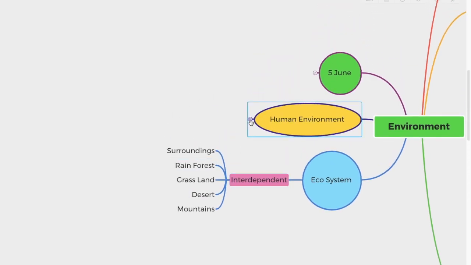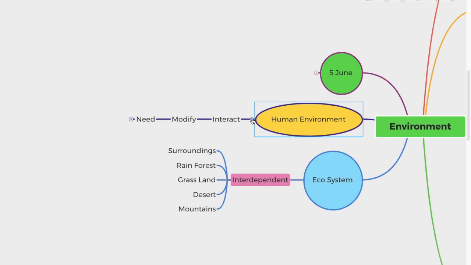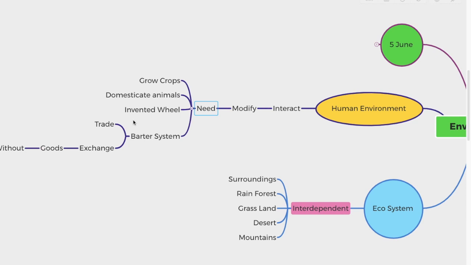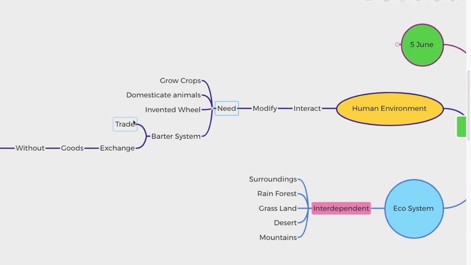Alright? So let's move on to the next one. So what is human environment? As time went by, humans started to interact and modify environment according to their need. So they started to grow crops, domesticate animals. They invented the wheel. Now there was also the barter system.